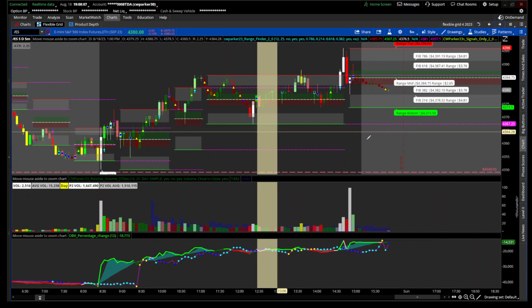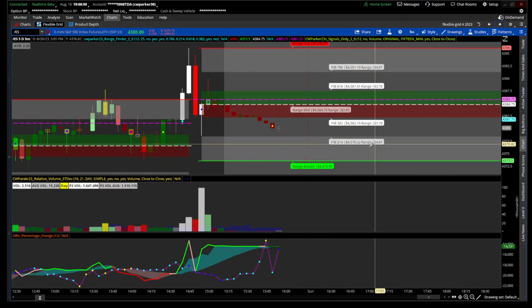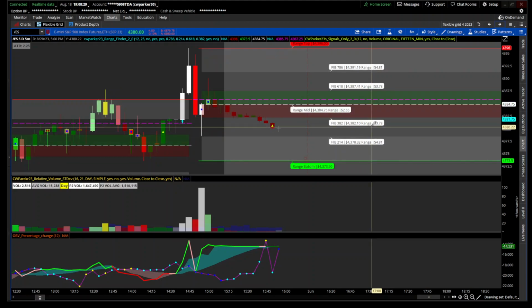And you can see where I've added some features to the range box. You can see the different fibs, and you can see where they are. This range represents, from the 21.4 fib to the bottom of the range, $4.81. From the 38.2 fib to the 21.4 represents $3.78.